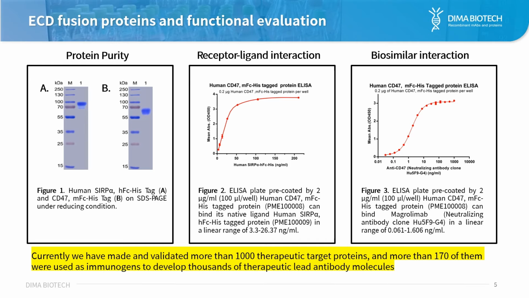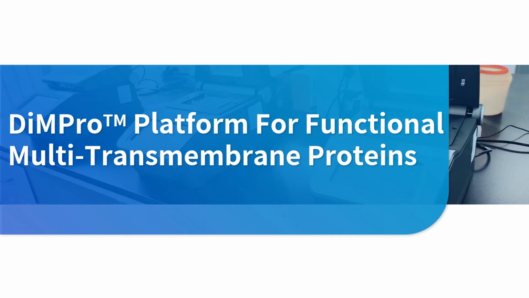We also use our ECD protein to immunize rabbit to produce a lot of functional antibodies. We have over 1,000 therapeutic lead antibody molecules in stock, and they cover more than 170 drug targets. Now let's talk about our DimPro platform, which we developed specially for the multipass transmembrane proteins.